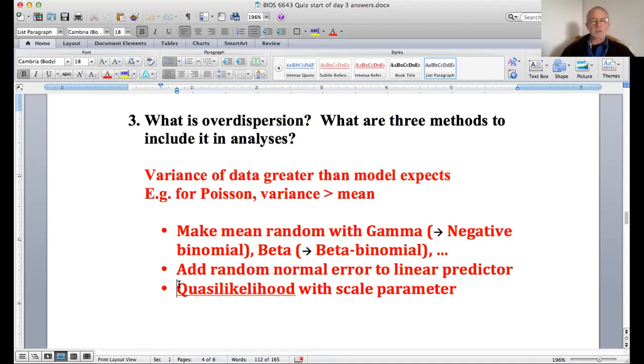Quasi-likelihood is nice because it's the only one of these three that can model under dispersion as well as over dispersion. The downside is it doesn't have an actual probability distribution, so you can't plot densities, get probabilities, simulate from the model, things like that. Okay, any questions on this?